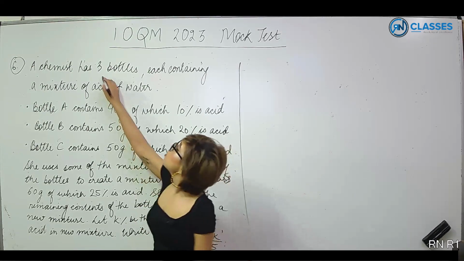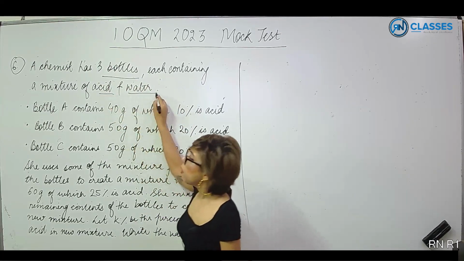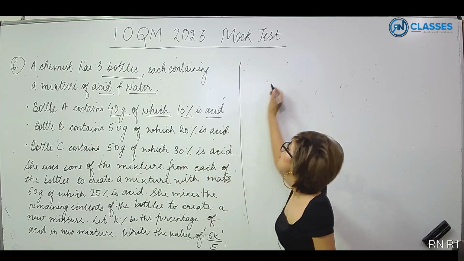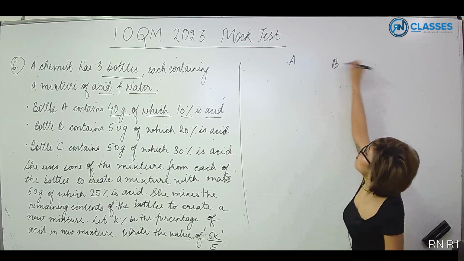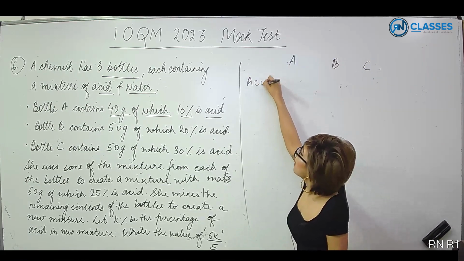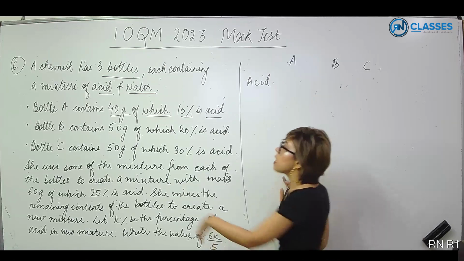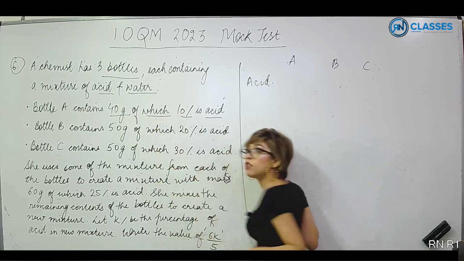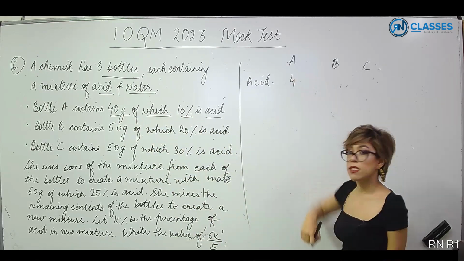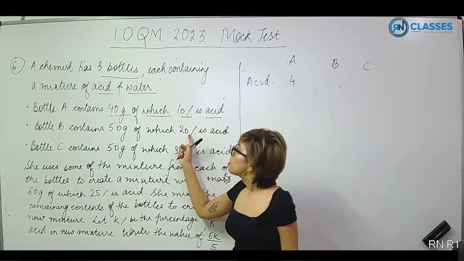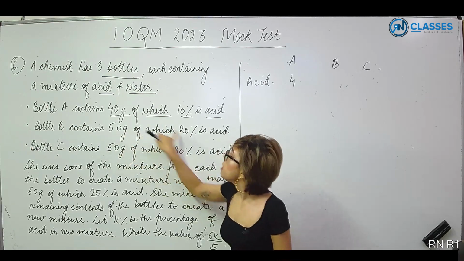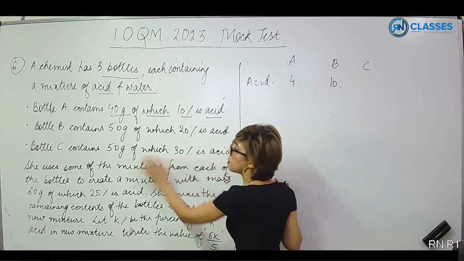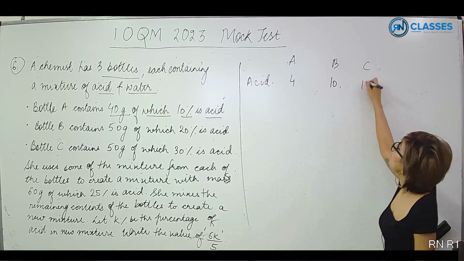Now he says the chemist has 3 bottles, each containing a mixture of acid and water. Bottle A contains 40 grams of which 10% is acid. So I have 3 bottles, A, B, C. Obviously I might write the acid content, easier for us. Now he says out of 40 grams, 10% is acid. So I can just find 10% of 40, which is 4. So that means 4 grams is my acid. Similarly, 20% is acid, so that is 20% of 50, so I can write that as 10. Then 30% is acid, so 30% of 50, that I can write as 15.